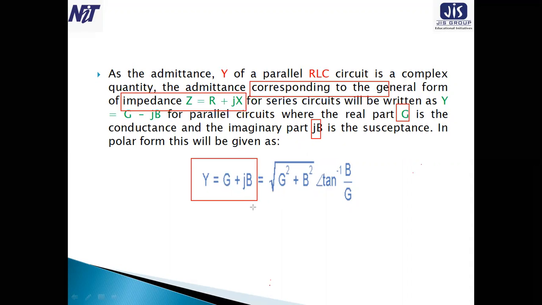If we break it into magnitude and angle, then the magnitude will be root over G square plus B square, and the angle will be tan inverse B by G. In this way, we can easily find the admittance of a parallel RLC circuit using this equation.